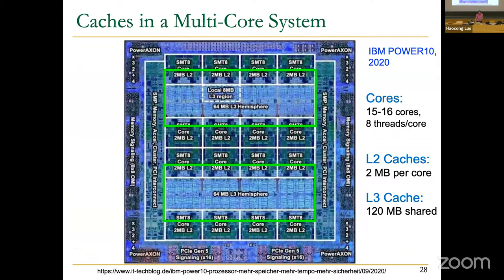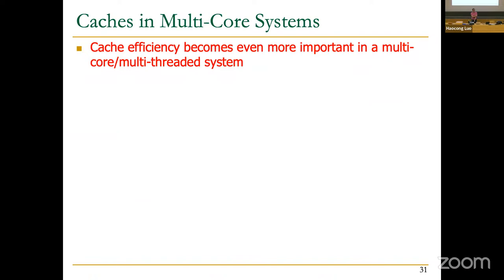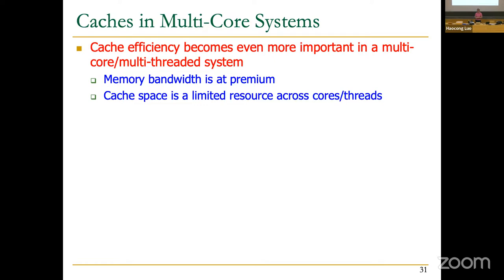Okay, so basically, cache efficiency becomes a lot more important in a multi-core or multi-threaded system. If you have a single thread accessing the cache, that's nice, you can manage it. But if you have 10 different threads or 20 different threads or 100 different threads accessing the same cache, now you better be a lot more efficient. The same is true for memory bandwidth. Actually, memory bandwidth is even more important potentially. So that's why there has been a lot of research in caching for multi-core systems. Basically, memory bandwidth is at a premium. You don't want to go to main memory. You want to ideally hit in caches. Unfortunately, it doesn't happen. And also, cache space is a limited resource across cores and threads. So both space and bandwidth are problems.